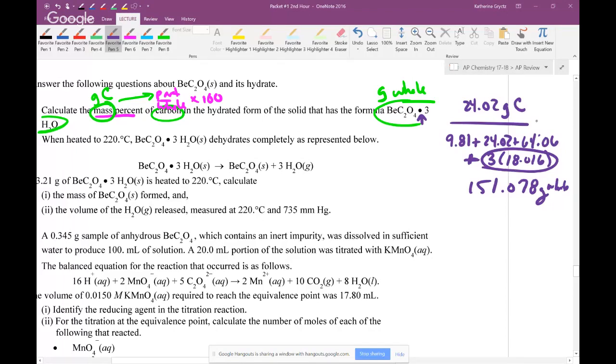All right, so then you multiply it by 100 and you get a percentage, and this is a relatively small percentage. It's 15.9.